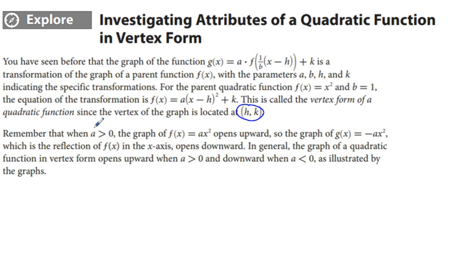And also, remember that when a is greater than 0, the graph of f(x) equals ax squared opens upward. So the graph of g(x) equals negative ax squared, which is a reflection of f(x) in the x-axis, opens downward. And so upward when a is greater than 0, and downward when a is less than 0.